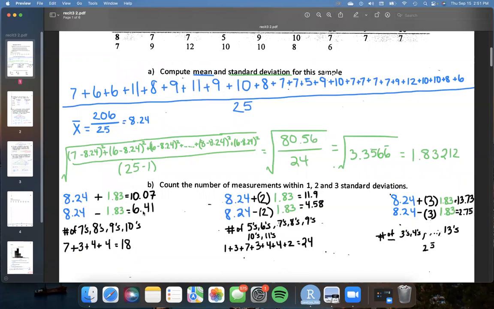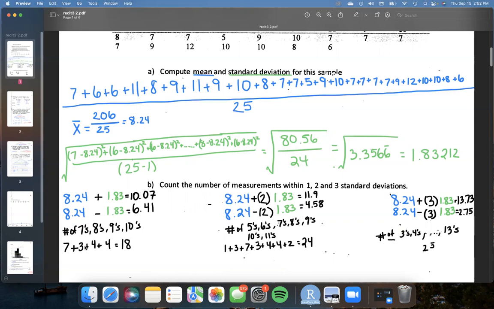Our 6s will be out of the interval because our interval starts at 6.41. That's our lower bound. So the first number in the interval is going to be 7, and we only have whole numbers. So we're going to count the number of 7s, 8s, 9s, and 10s. 11, notice, is outside that interval because 10.07 is our upper bound.